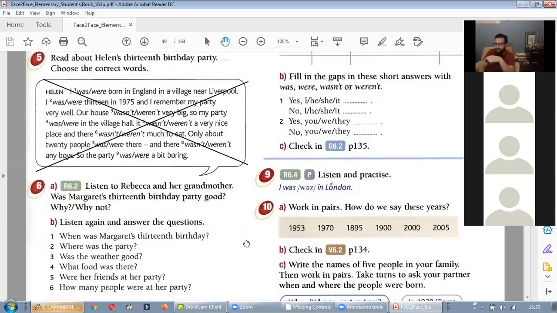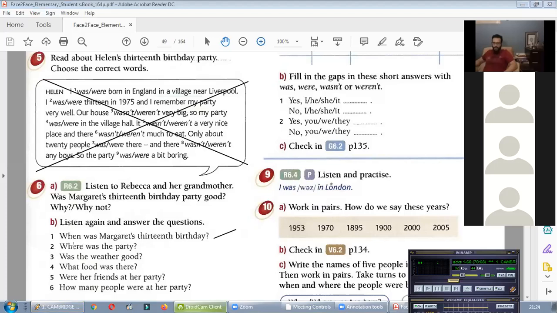Okay. So the first question is correct. You said 1953, June the 2nd. So هذا صح جاوبنا. The second one, where was the party? You said in the streets in London. Correct. Was the weather good? No. It wasn't good. Yes, she said the weather wasn't good.